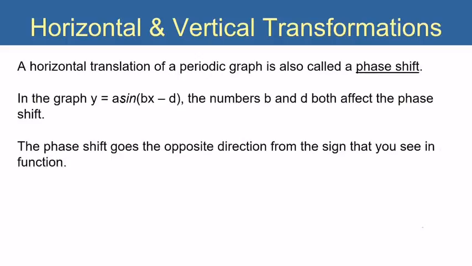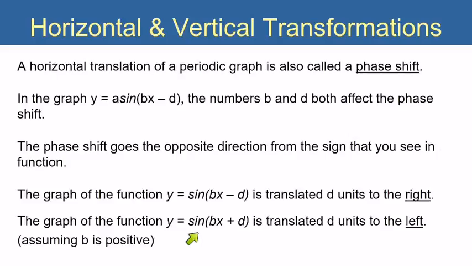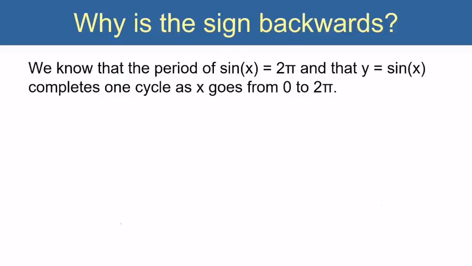And also the phase shift goes the opposite direction from the sign that you see in the function. When you look at a function and you see bx minus d, that is going to tell you that the phase shift is actually going to the right. And when you look at a function that's sine of bx plus d, that plus sign tells you that the translation is actually to the left. Both of these assuming b is positive. And now we want to see why that sign is backwards.